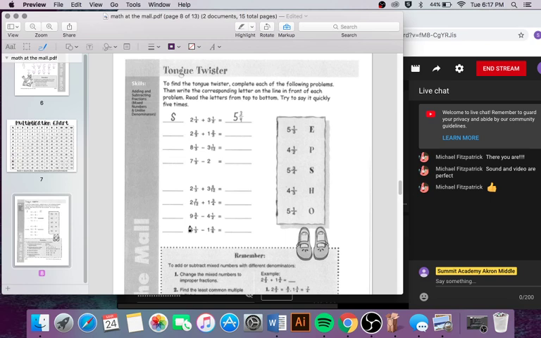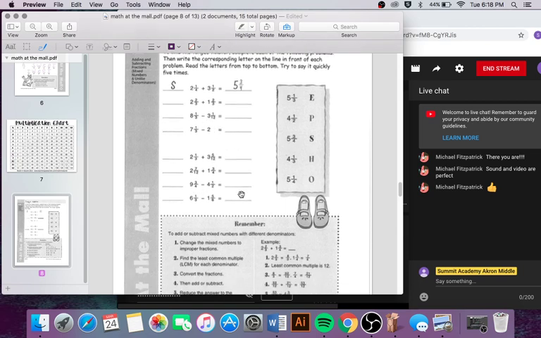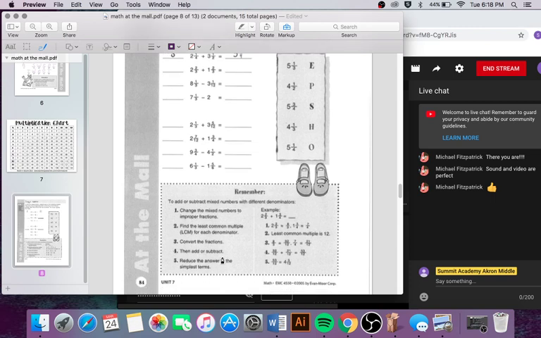So the next one, page down, is all about adding fractions. What we have to remember about adding and subtracting fractions is that they have to have a common denominator. If you read the box at the bottom, it says remember to add or subtract mixed numbers with different denominators, you have to follow these 5 steps.